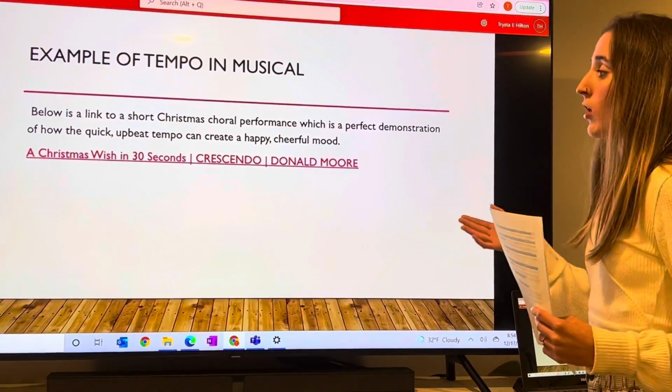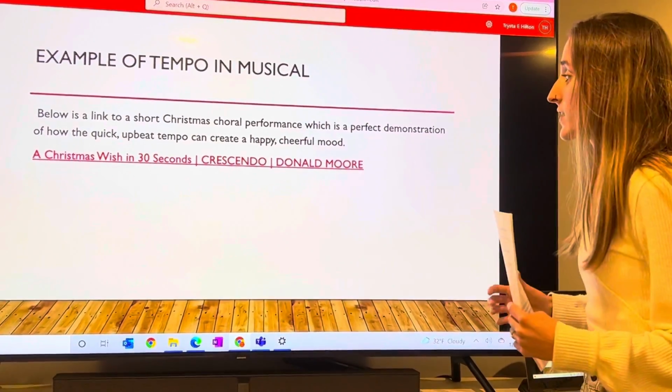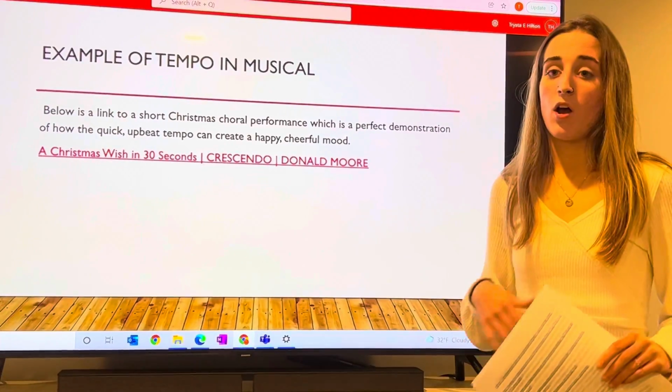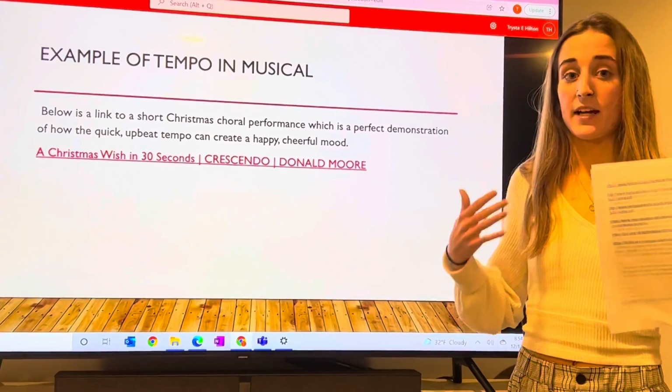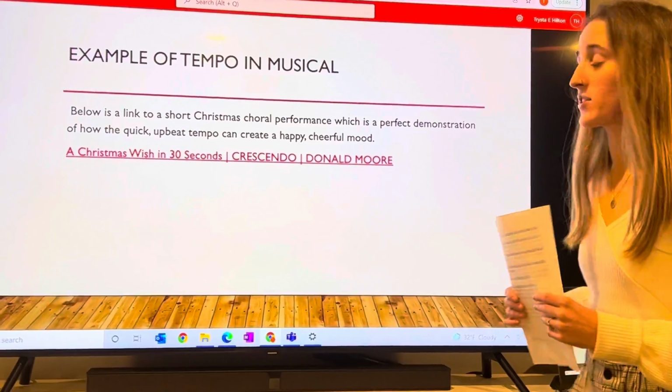Here is an example of the song A Christmas Wish, which is sung in a faster tempo, evoking a more happy, excited emotion onto listeners.